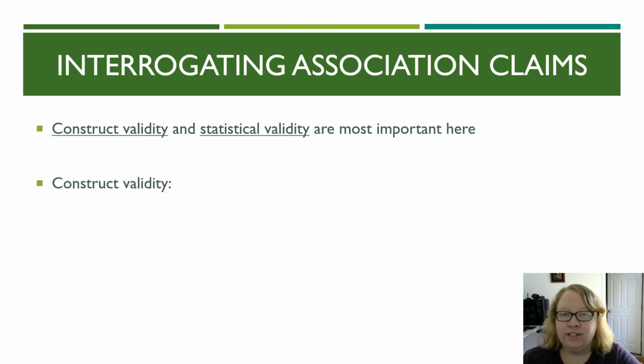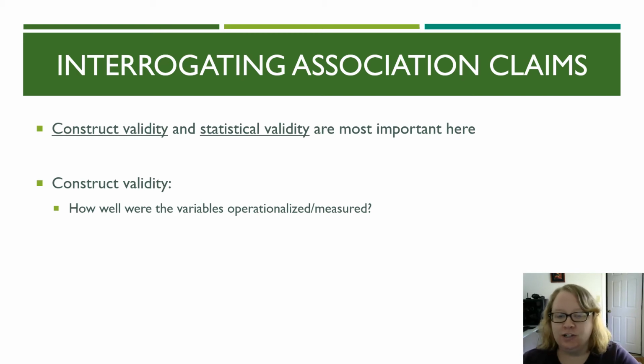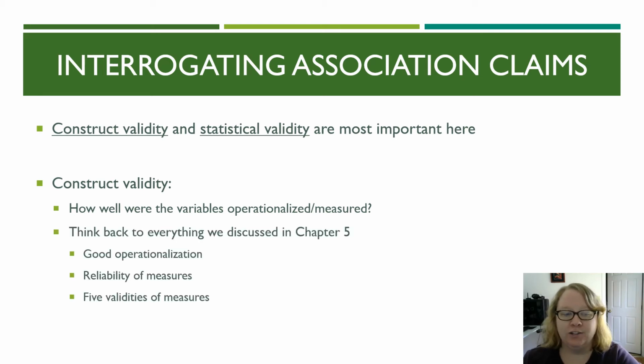So construct validity, right, that's that idea of are you measuring what you're supposed to be measuring? So how well were the variables operationalized or measured? That's a relevant question for association claims. Pop quiz, how many variables are there in an association claim? There are two, right? So two things that are associated with each other. We would interrogate construct validity for each of them. So we would ask for each of those two variables, how well were they operationalized, how well were they measured?